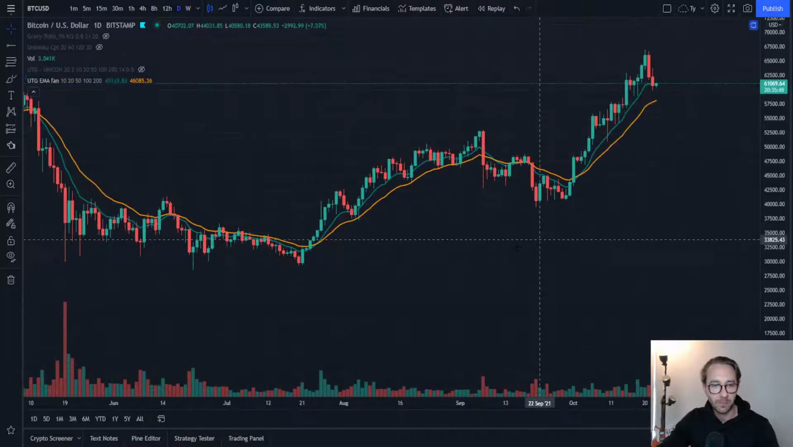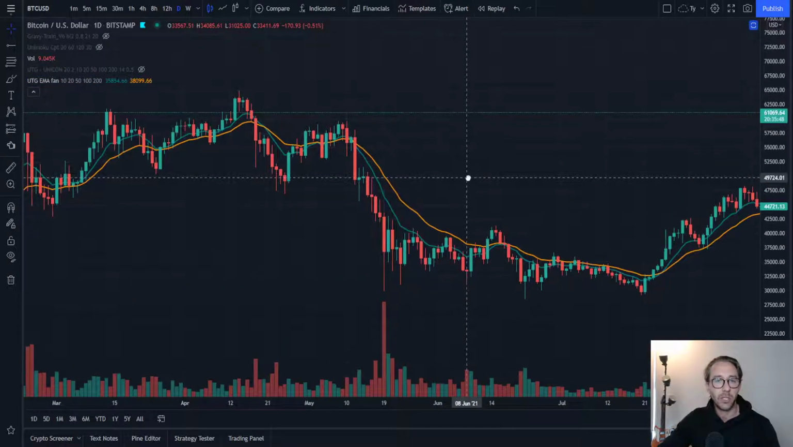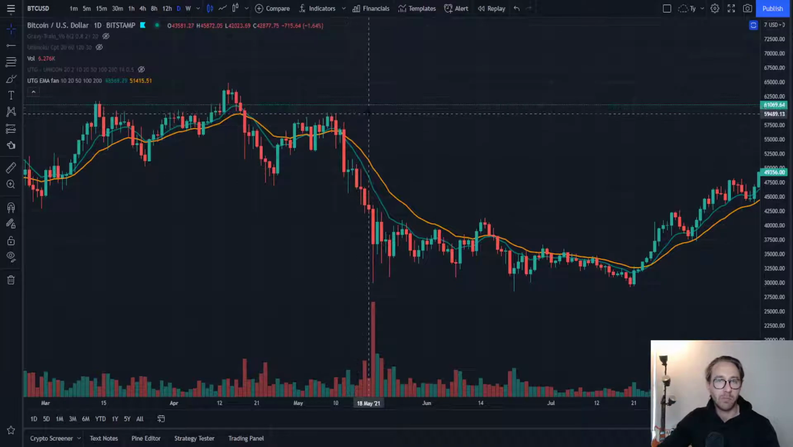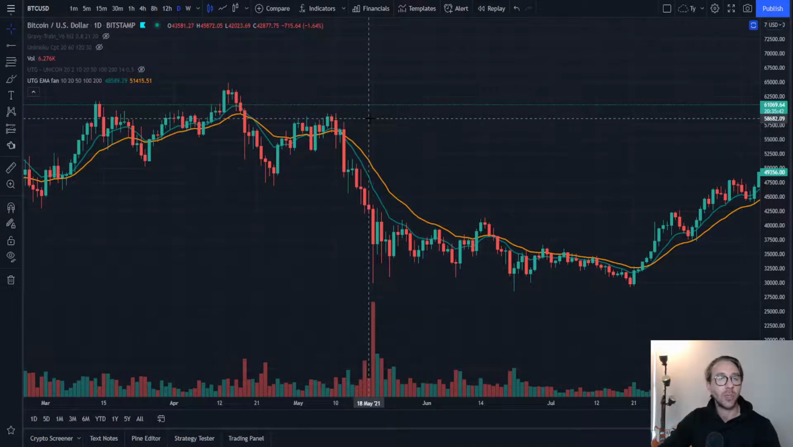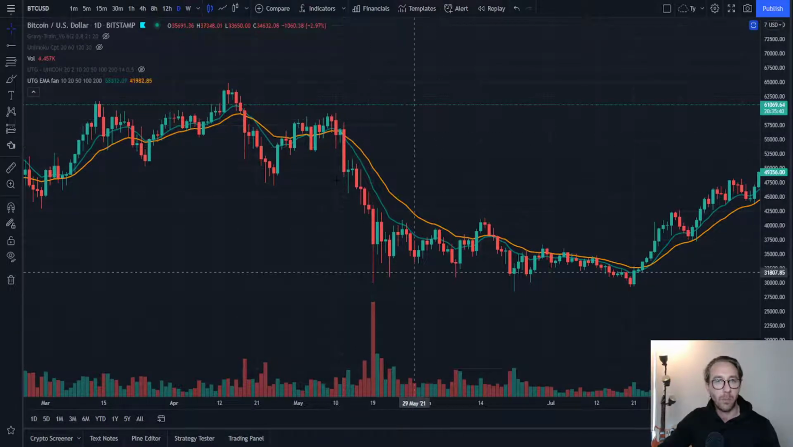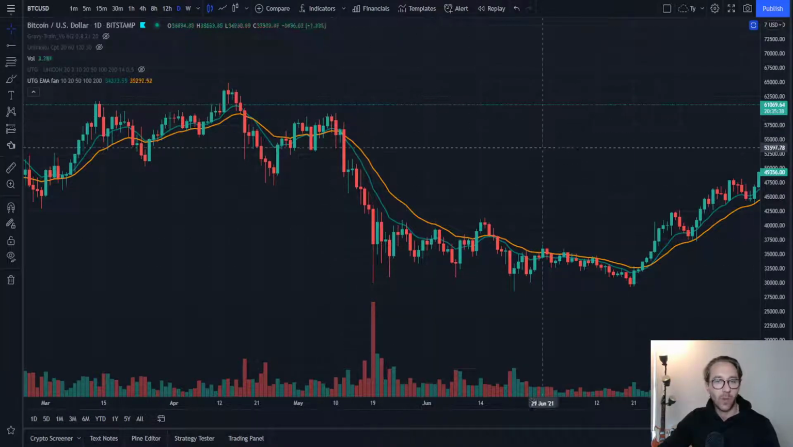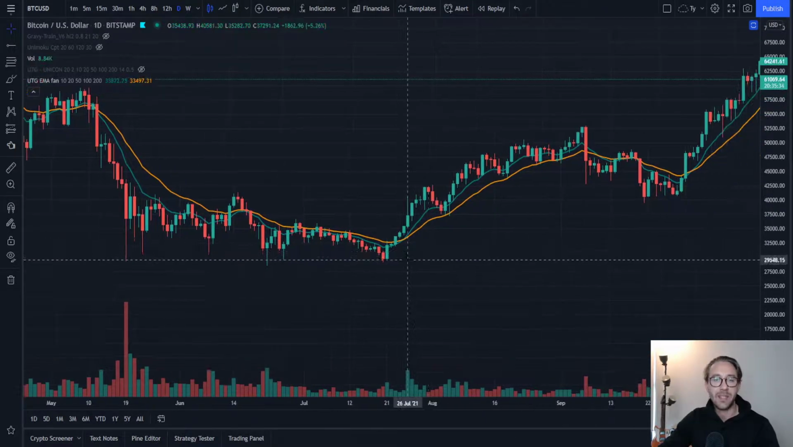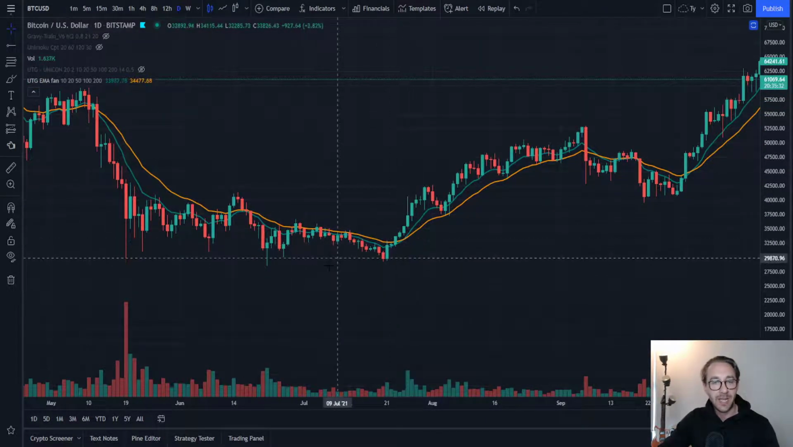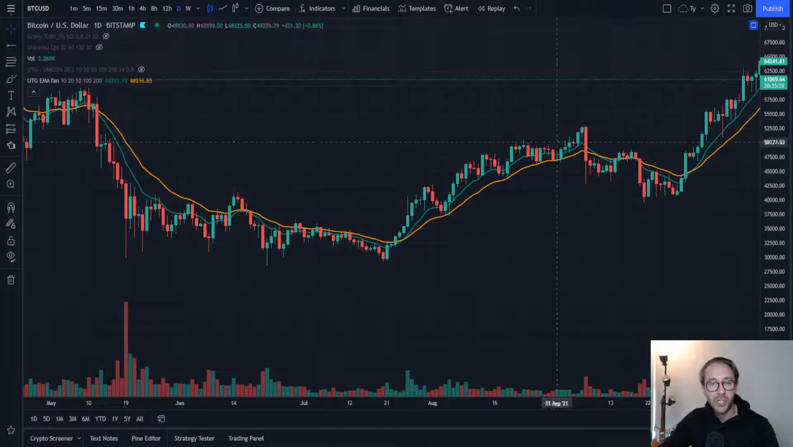So what does this mean? In the simplest of terms, when we are trading below our 10 and 20 EMA, we are in a short-term downtrend or bearish environment. When we are trading above our 10 and 20 EMAs, we are considered to be in an uptrend or in a bullish environment.